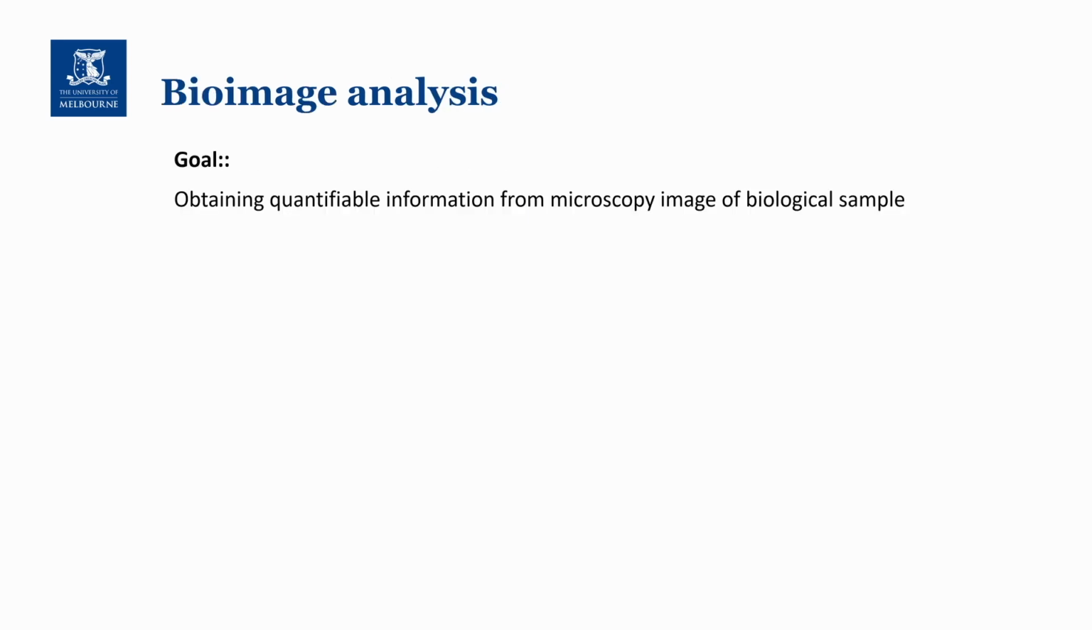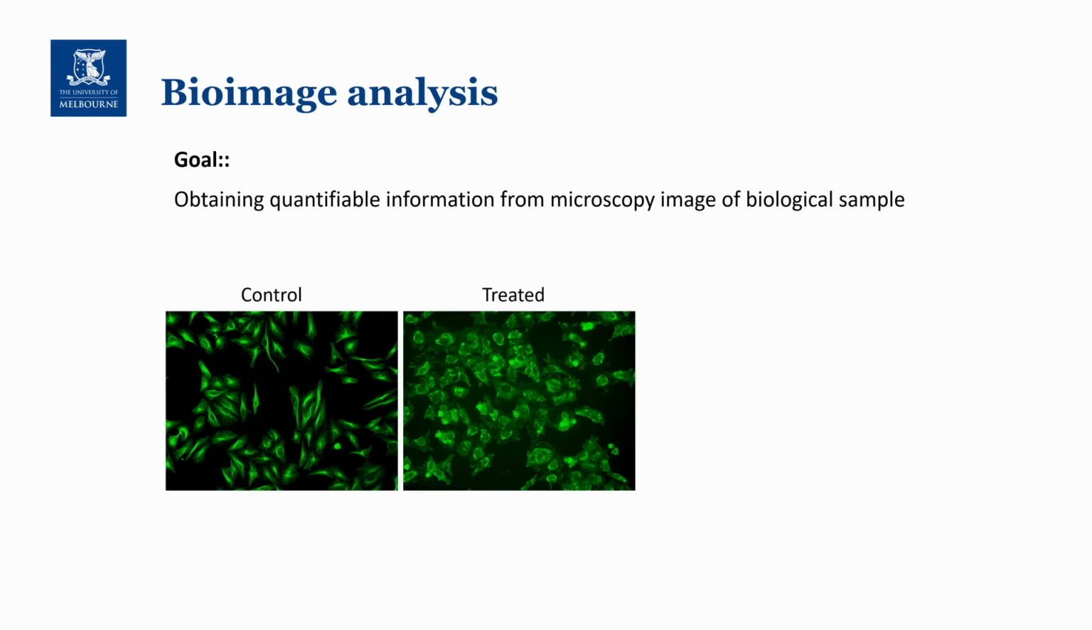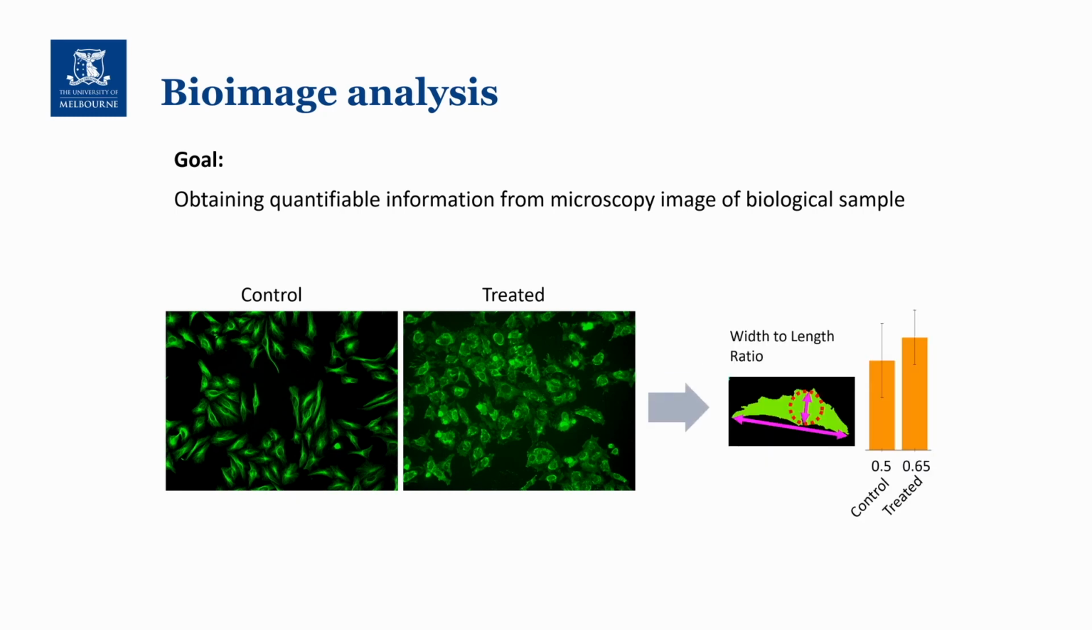The goal in bioimage analysis is obtaining quantifiable information from microscopy images. For example, in these two images, you can visually tell that there is a difference between the control and the treated cells. But how can we describe this difference computationally and measure it? An example of how we might measure roundness is by working out the ratio of length by width. Using this metric, a perfectly round cell will have a value of 1 and a square will have a value of 0. We can then plot the roundness of the cells and demonstrate that treated cells are rounder than the control.